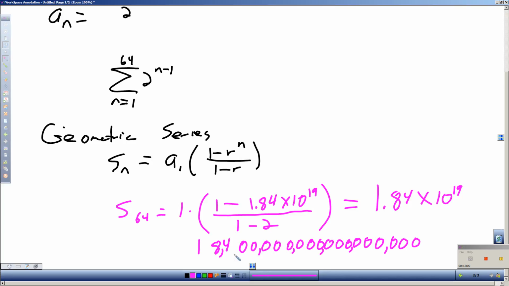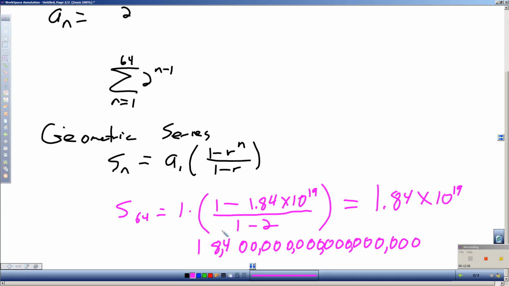Technically, if you're using the 1.84 with the rounding, it might just be a big string of 9s, but no, I'm just rounding there. So they've got millions, billions, trillions, quadrillions, quintillions. So 18.4 quintillion grains of rice. What's after quintillion?